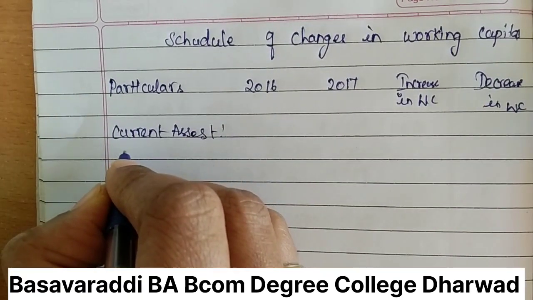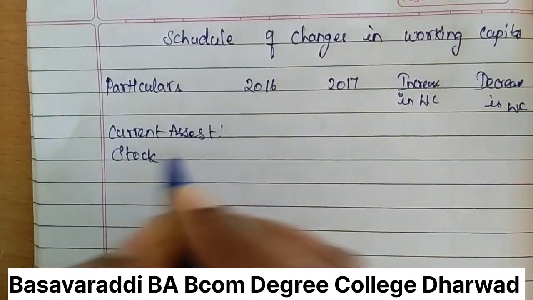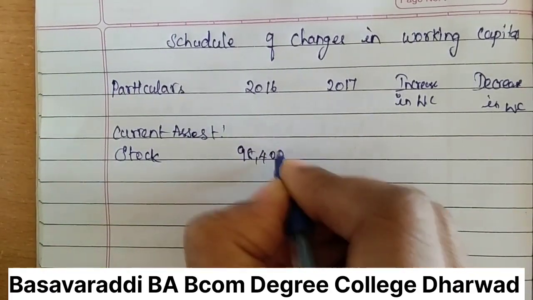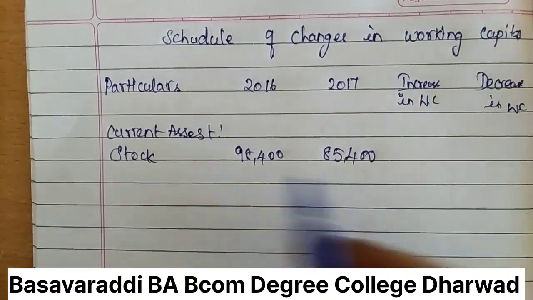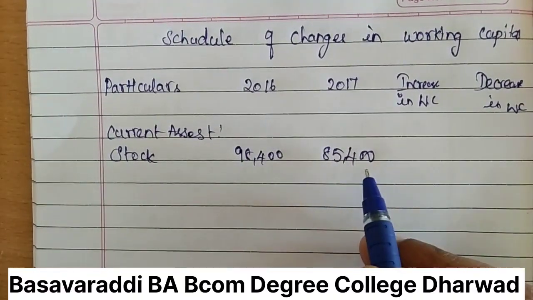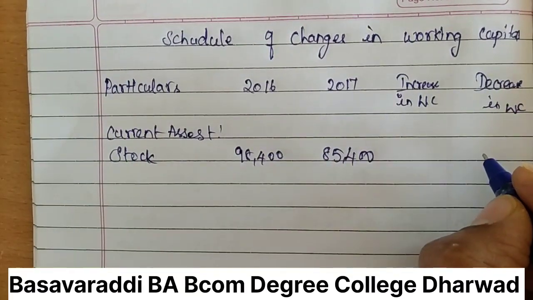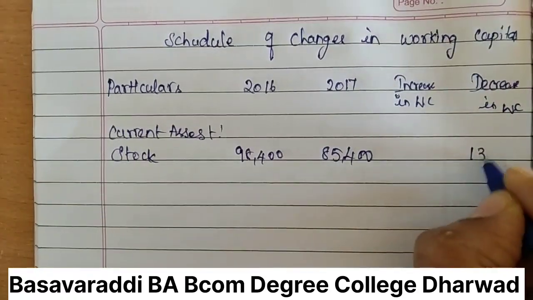Current asset, first we have to enter stock. Yes, there is a stock. Stock 98,400, 85,400. What happened here? Comparatively this year to this year, the stock is decreased. So we have to enter the difference. Stock in working capital 13,000.